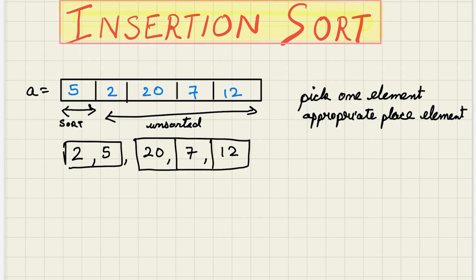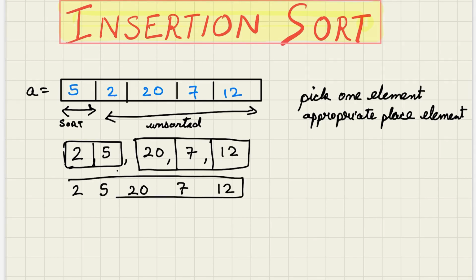From this unsorted list, I will check where exactly I need to put the first element from my unsorted list into my sorted list. So 5 is less than 20, right? So it should come after the 5 itself. So our sorted list in this case will be 2, 5, 20 and then 7 and 12. So we will have the sorted list as 2, 5 and 20 and this will be our unsorted list.